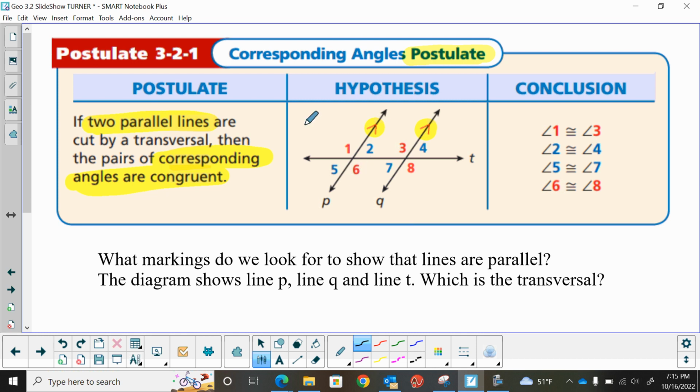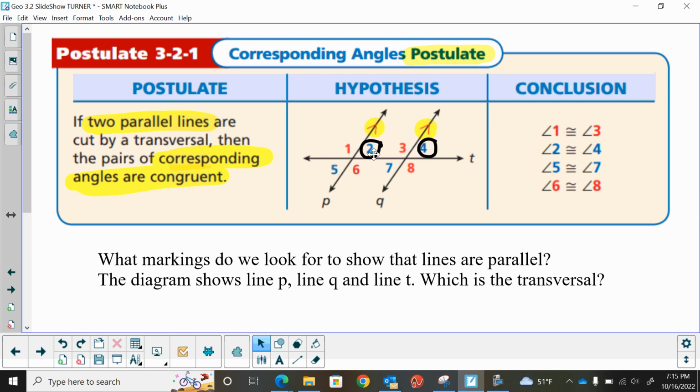If you remember our corresponding angles, we think of angles that are in the same position. So angle 1 and angle 3 are both in that top left position. So those are a pair of congruent angles. Same thing with angles 5 and 7. Those are both in the same position, the bottom left. So they are corresponding and they are congruent.